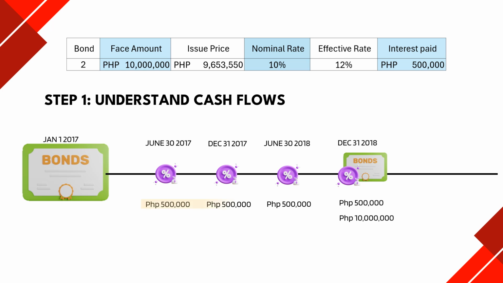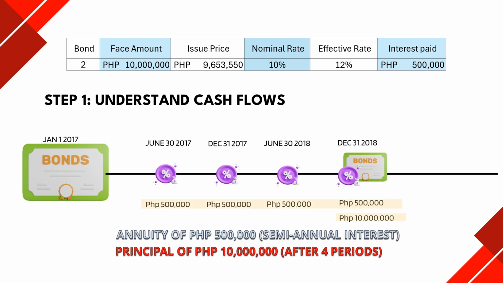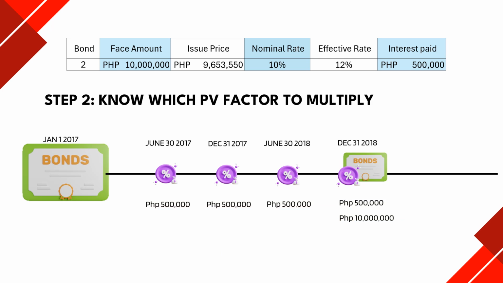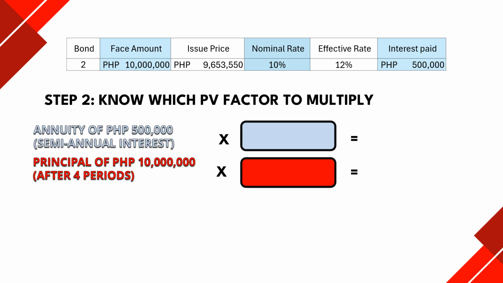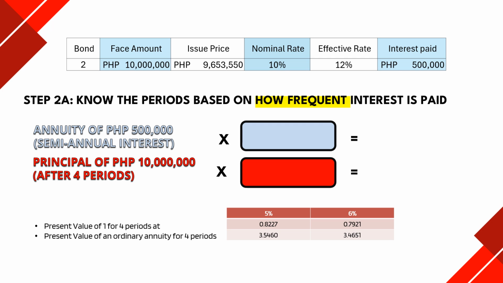So, same yung cash flows, right? Annuity of 500,000, principal of 10 million. The question is, paano ba natin ipi-PV factor yung cash flows na to? We will use our effective interest rate, right? So which one? Again, we look at how frequent. So again, semi-annual, so 4 periods. So okay tayo na, for 4 periods and 4 periods.